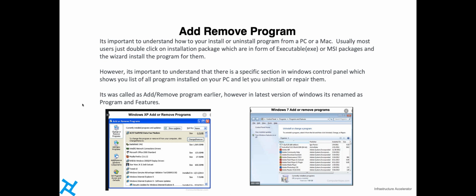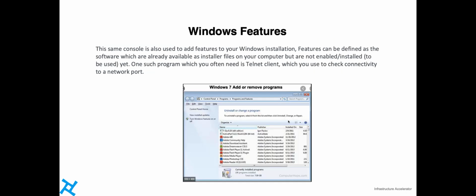However, it's important to understand that there is a specific section in Windows Control Panel which shows you the list of the programs that are installed on your PC and lets you uninstall or repair them. It was called add and remove program earlier. However, in the latest Windows versions, it is renamed as programs and features. So as you can see, in Windows XP it's called add remove program. Windows 7 onwards, it's called programs and features.